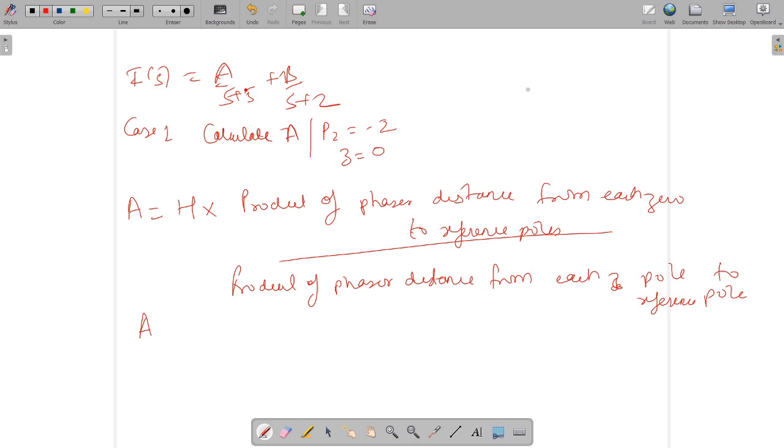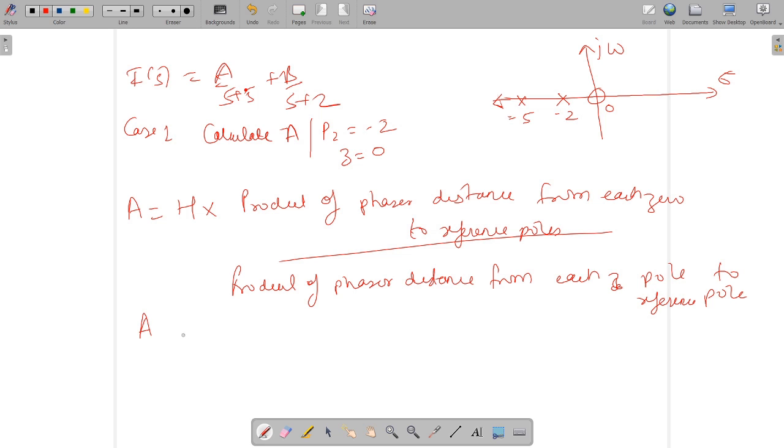So how are you going to find it? Before that, we will try to draw the pole zero diagram, so that will give a clear picture. So 0 is at 0. Then one pole will be at -2 and another pole will be at -5. Now here -5 is the reference pole. With respect to -5, you have to find the distance between the 0 and this reference pole, and the distance between the another pole and the reference pole.